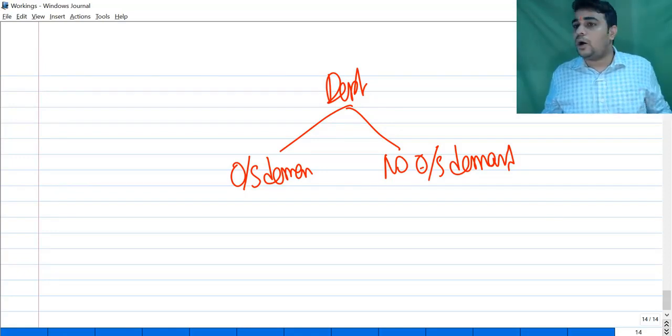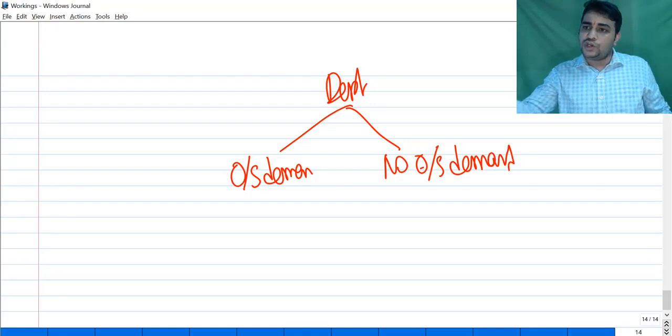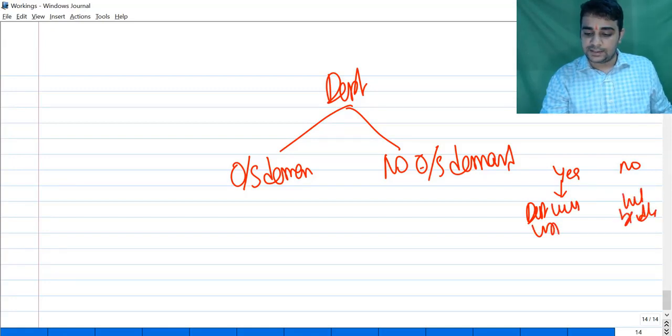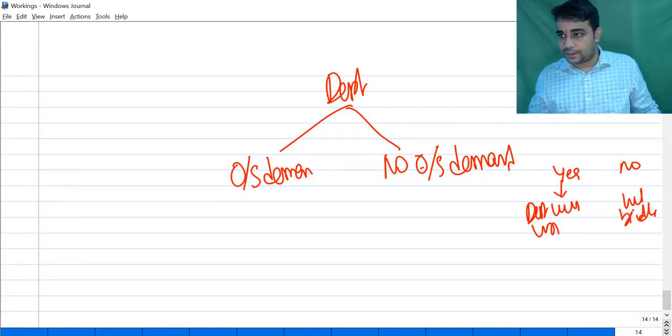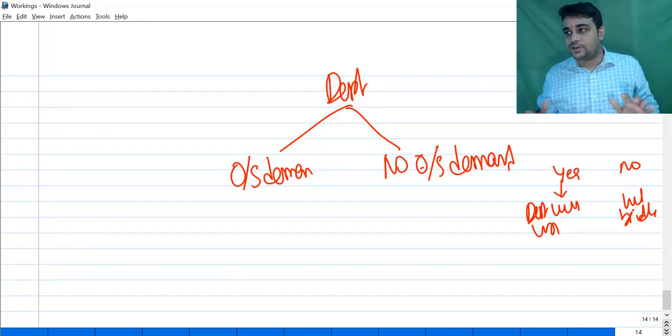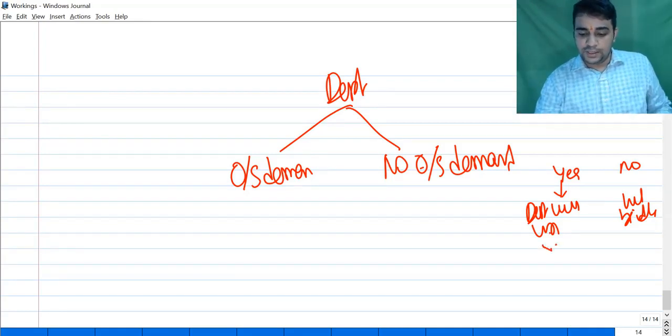It does not have any outside demand. When I want to use the services of this department, if you look at the yes and no scenario, the department will be idle on the other side because it does not have any outside demand. Whenever an in-house demand comes, it will work. Whenever in-house demand is not there, it will sit idle. It will do nothing.